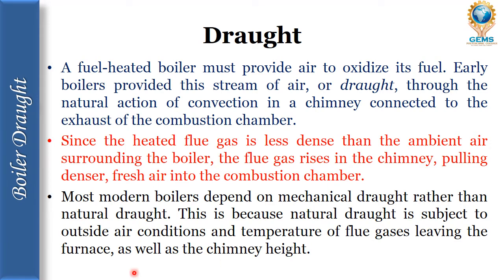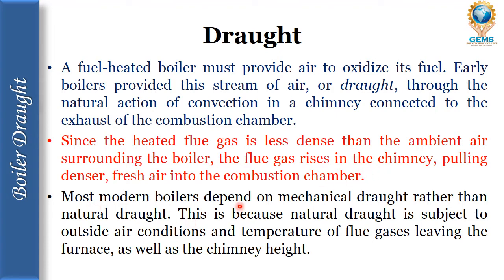So how does this natural action of convection happen? When the heated flue gases have a lower density than the air surrounding the boiler, this less dense heated flue gas rises into the chimney, so that it pulls the denser fresh air into the combustion chamber. This is the normal process, the natural action of convection, by which the draft process happens.